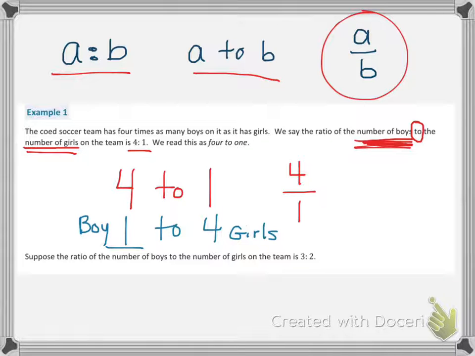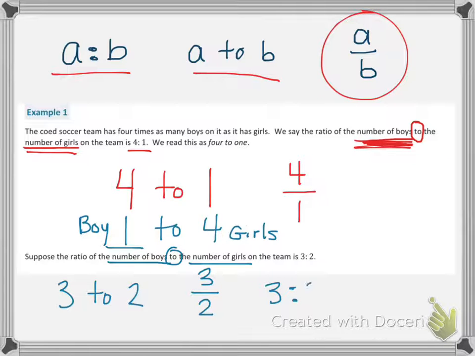All right? Suppose the ratio of the number of boys to the number of girls on the team is 3 to 2. Well, then the ratio would be 3 to 2. Or if I use the word, 3 to 2. Or if I write it as a fraction, 3 over 2. And as long as I have the boys number first compared to the number of girls, I'm correct. So 3 to 2 with the colon would look like that.